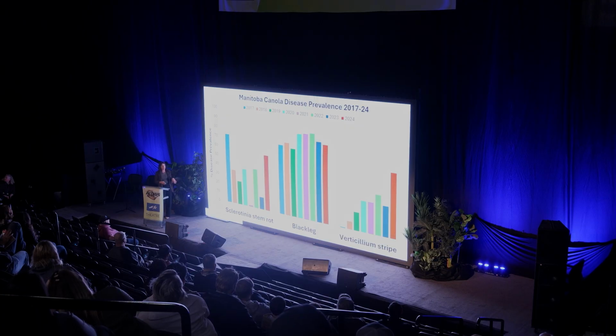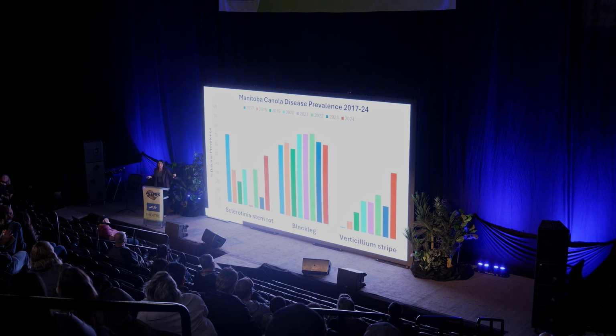So we move to something like blackleg. It's there, I'll just say that. It's in every field, but it's at low levels. You can pretty well walk into any field in Manitoba and find at least one plant showing blackleg.